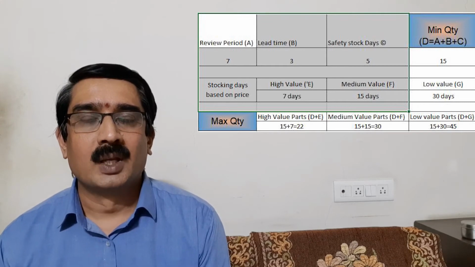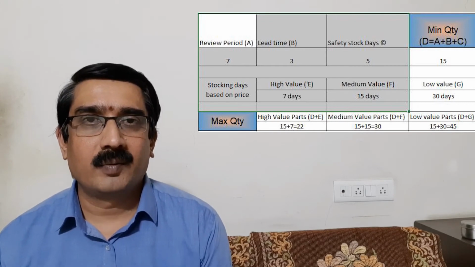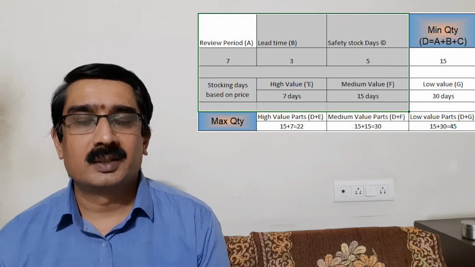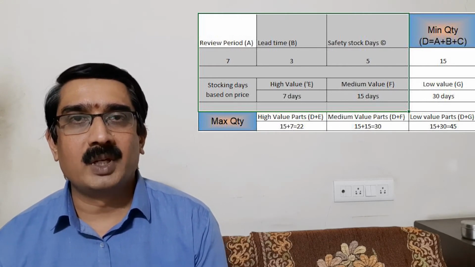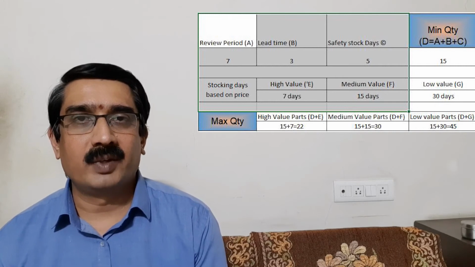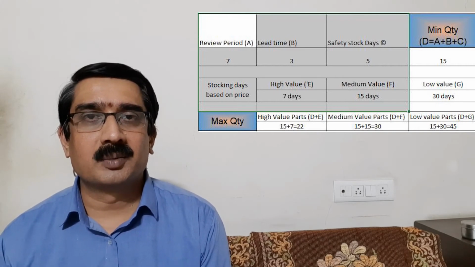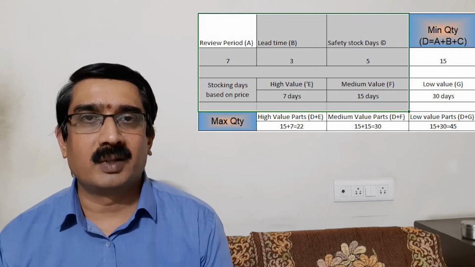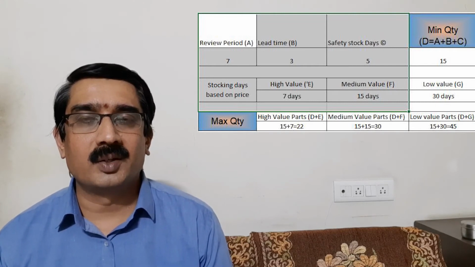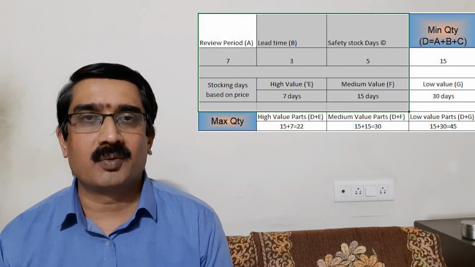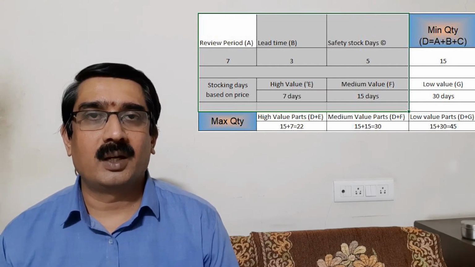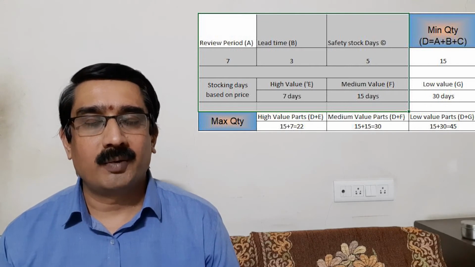Let us see this. Look at the table there. I am adding for high value item the 7 days to minimum quantity, that is 15 days. So what is the maximum quantity we require? That is 15 plus 7, which is 22 days. Considering an average consumption of 1 per day, we can have minimum as 15 and maximum as 22.